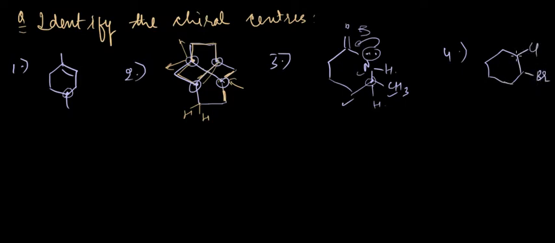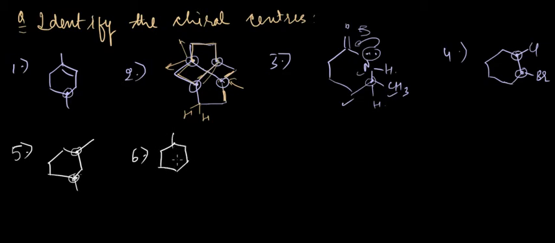What are the chiral centers in this compound? Obviously this and this. Why? Self-explanatory. Okay, so let's have a look at this compound. Which chiral centers do we have in this compound? This one and this one. And what are the chiral centers in this compound? This one and this one?